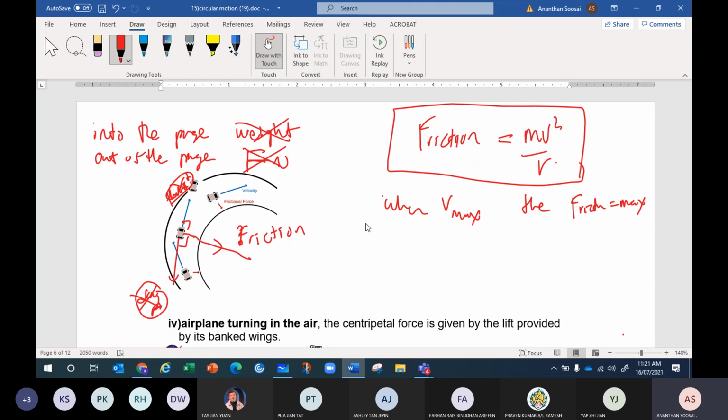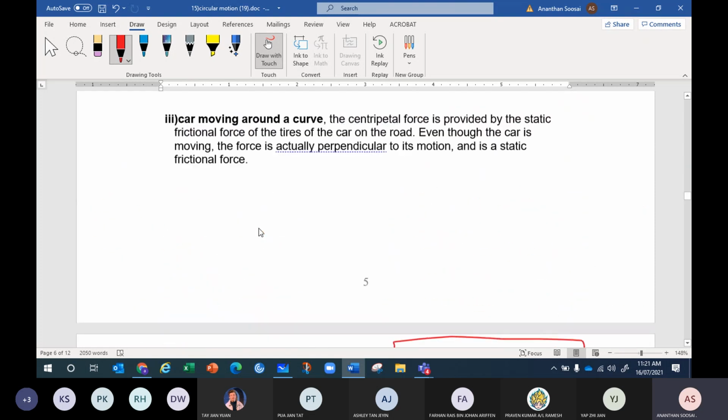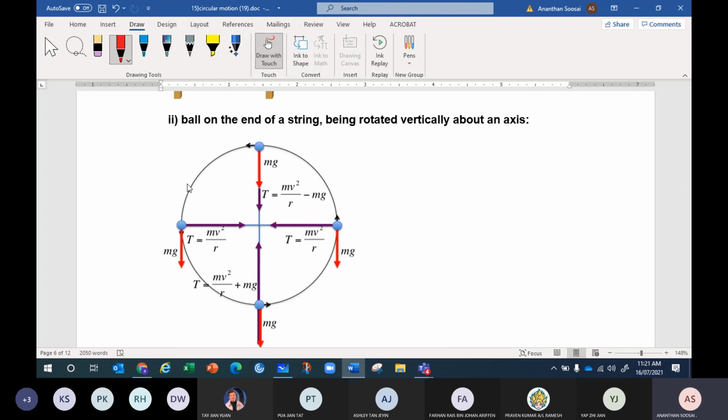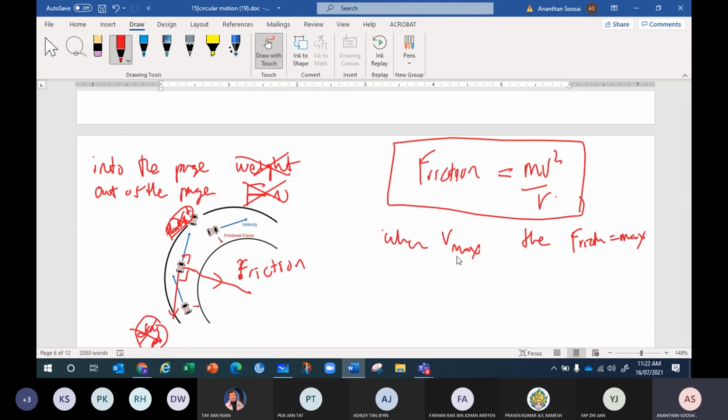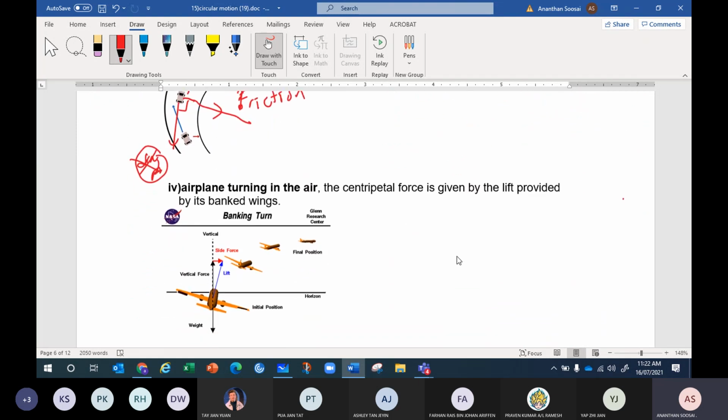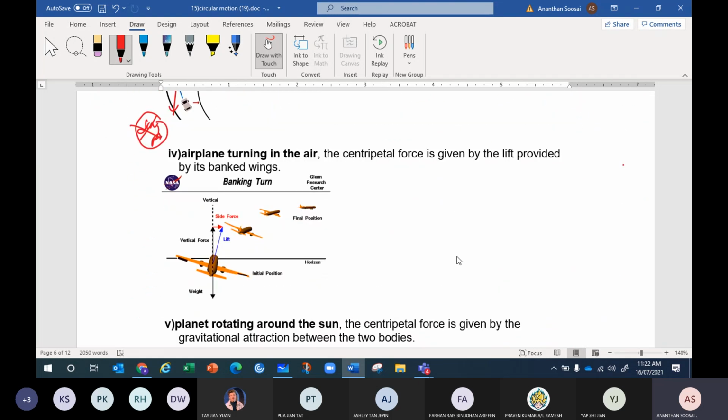Okay, so we go to the next one. As I said, this system is not as demanding as the vertical one, which is quite complex. So next we go to the next one. Next one is something different.